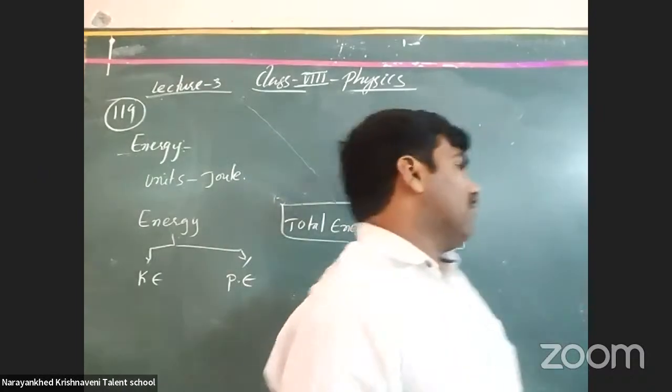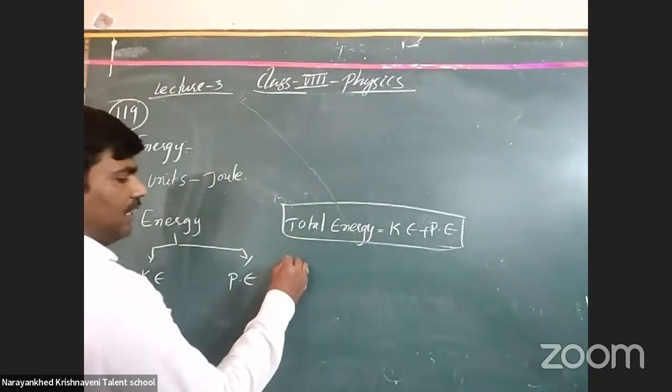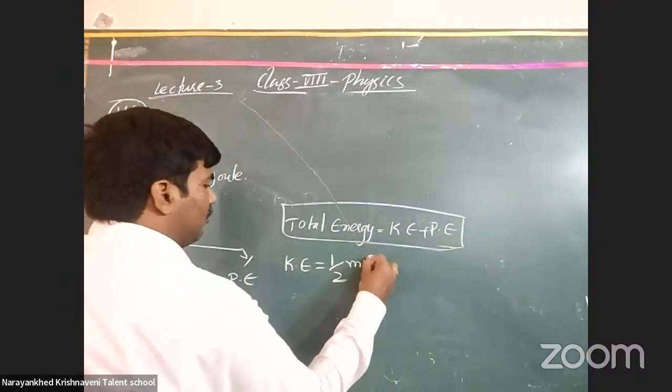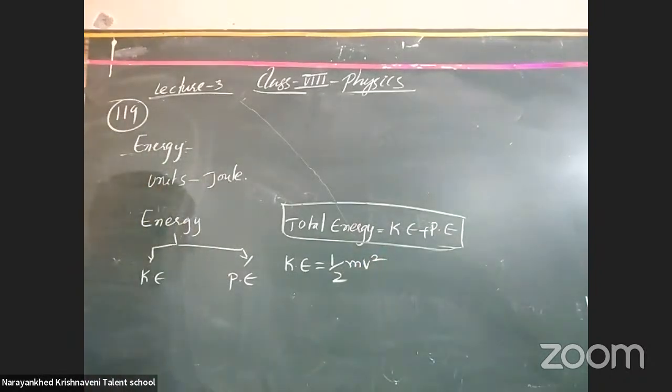Got it or not? Mathematically, kinetic energy is written as half into m into v square. Kinetic energy is equal to half m v square. Got it or not?